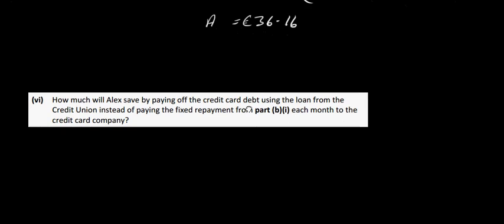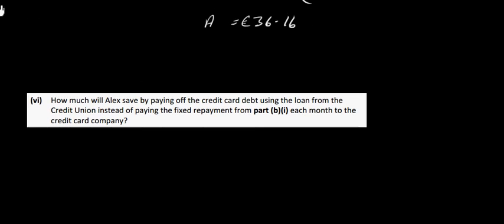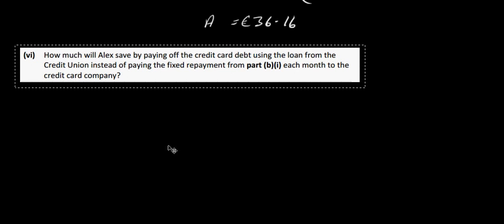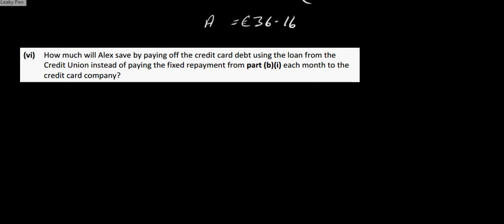So let's have a look at part VI here. Maybe I'll just move this up a little bit. Okay, so this is, let's see, how much will Alex save by paying off the credit card debt using the loan from the credit union instead of paying off the fixed repayment from part B1 each month to the credit card company? So you can see that the credit card company's interest rate is a lot higher than the credit union's interest rate. So let's just work it out.